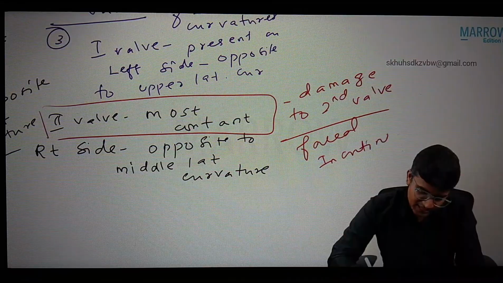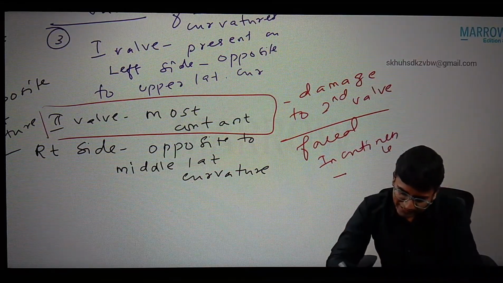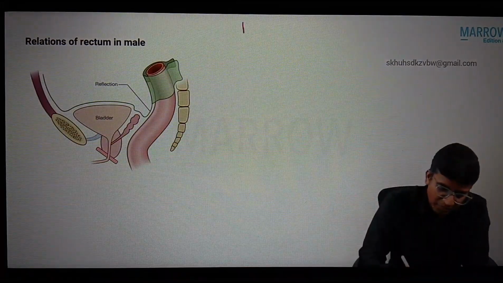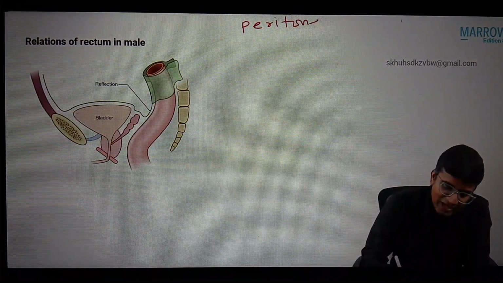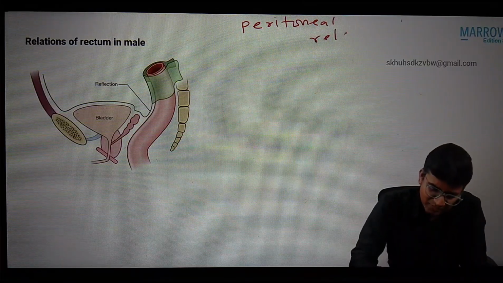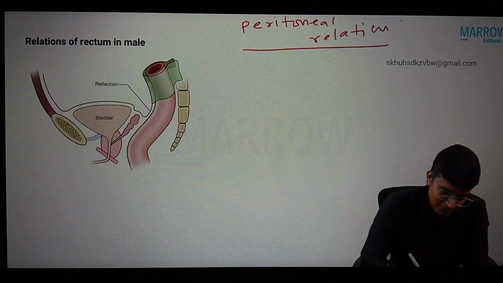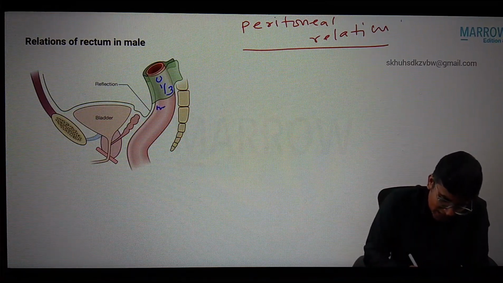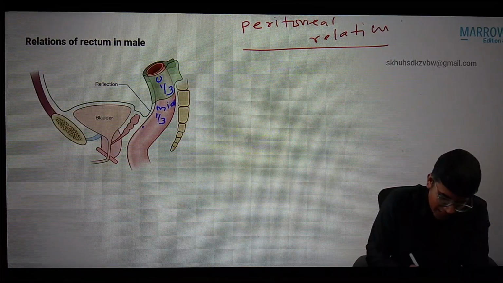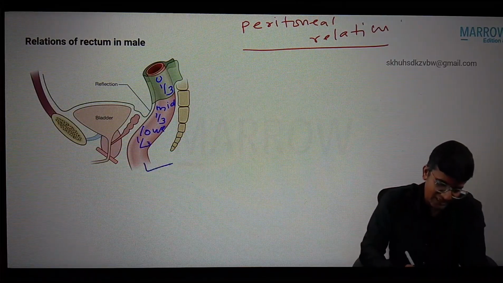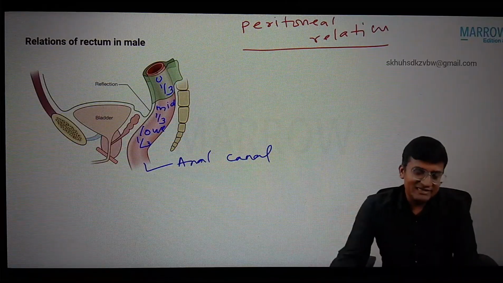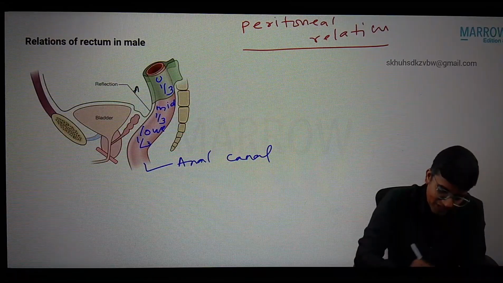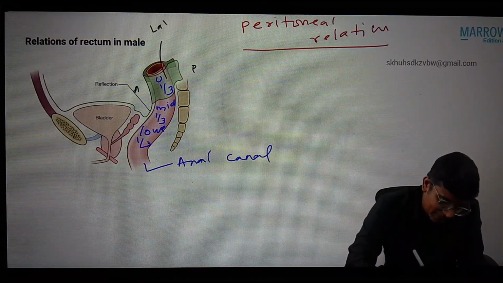Now, one more thing we have to know in the rectum: the relations. Number one, peritoneal relations. The peritoneal relation is the same in both male and female. Very simple, see the diagram. This is the upper one third of the rectum, this is the middle one third, this is the lower one third, and this is the anal canal. So we divided the rectum into upper, middle, and lower thirds. Now this is anterior, this is posterior, and this is lateral.